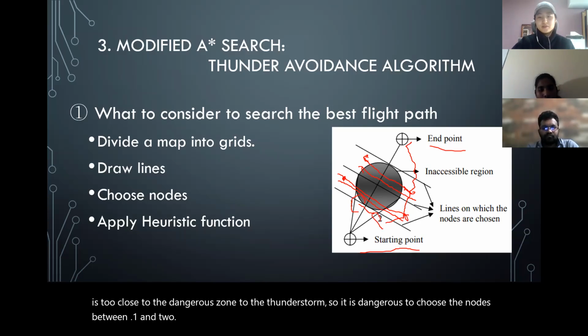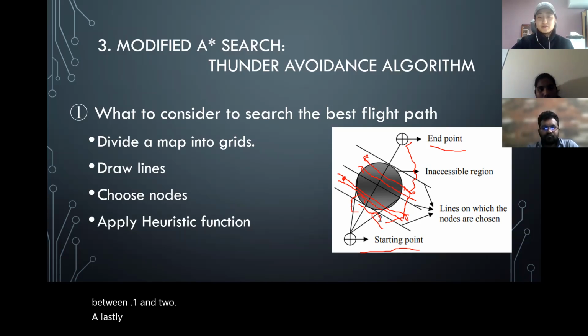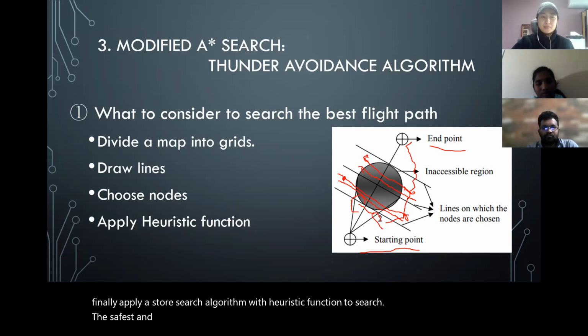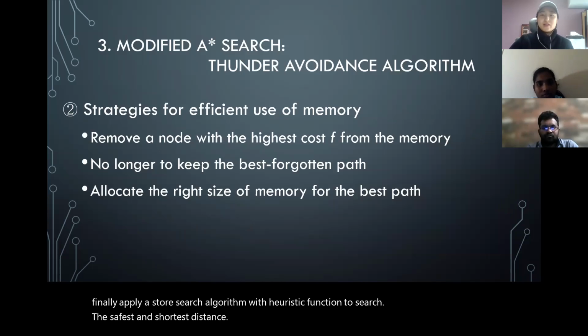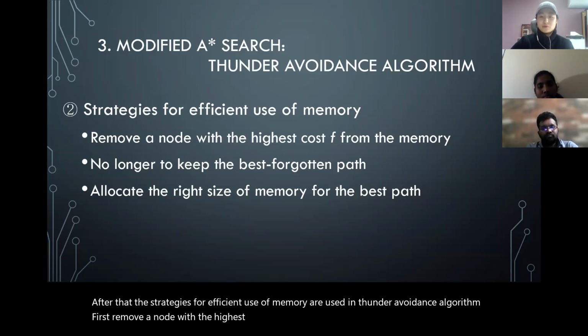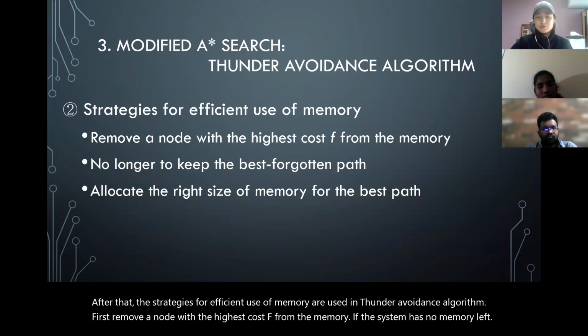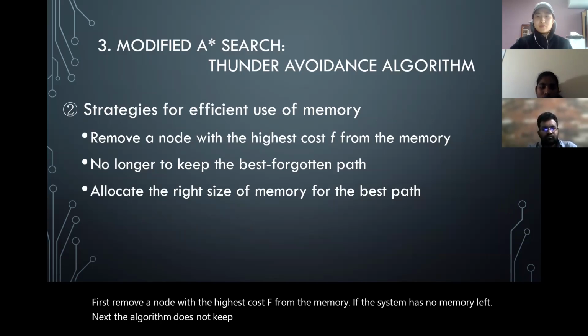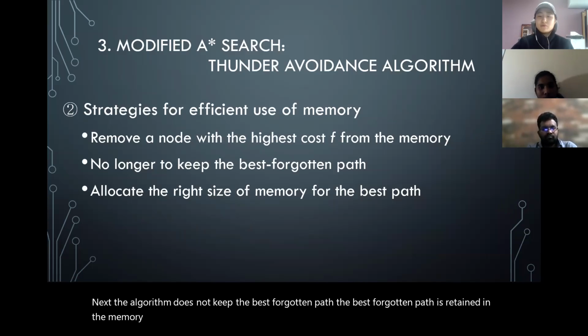And lastly, finally, apply the A-star search algorithm with a heuristic function to search for the safest and shortest distance. After that, strategies for efficient use of memory are used in the thunderstorm avoidance algorithm. First, remove the node with the highest cost f from the memory if the system has no memory left. Next, the algorithm keeps the best forgotten path. The best forgotten path is retained in the memory to prevent duplication of the same nodes.